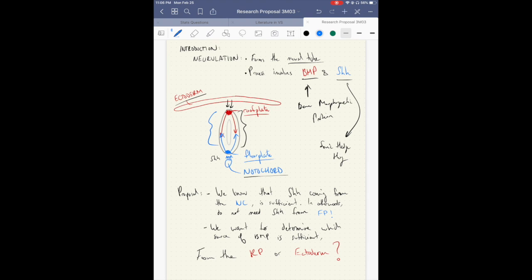Our proposal is based on previous research that has shown that sonic hedgehog coming from the notochord is sufficient. In other words, we don't need any SHH from the floor plate in order to get the gradient. What we want to see is the same thing, but for BMP. BMP is released from both the ectoderm and the roof plate. We want to see which source is sufficient towards establishing the gradient.